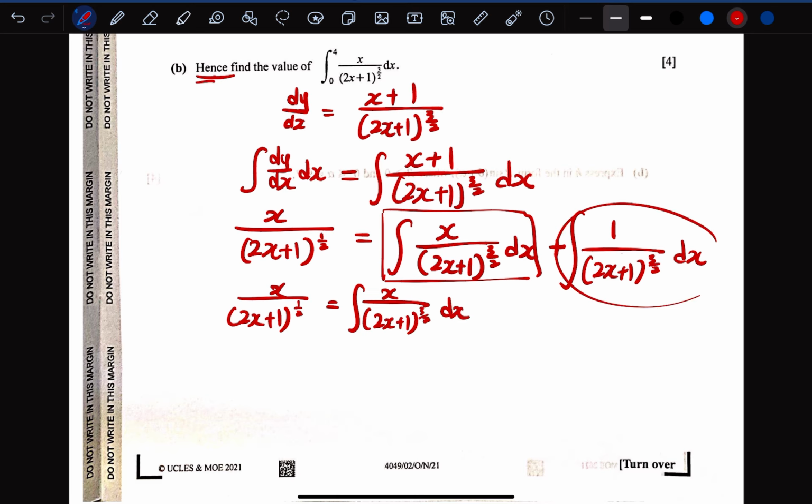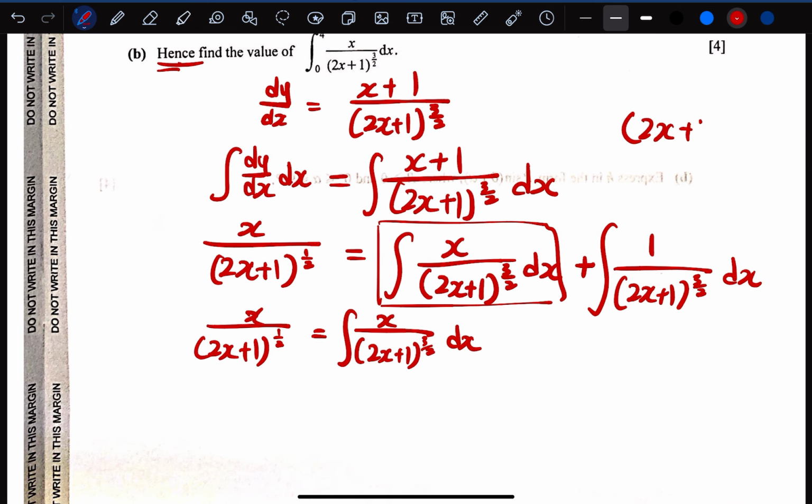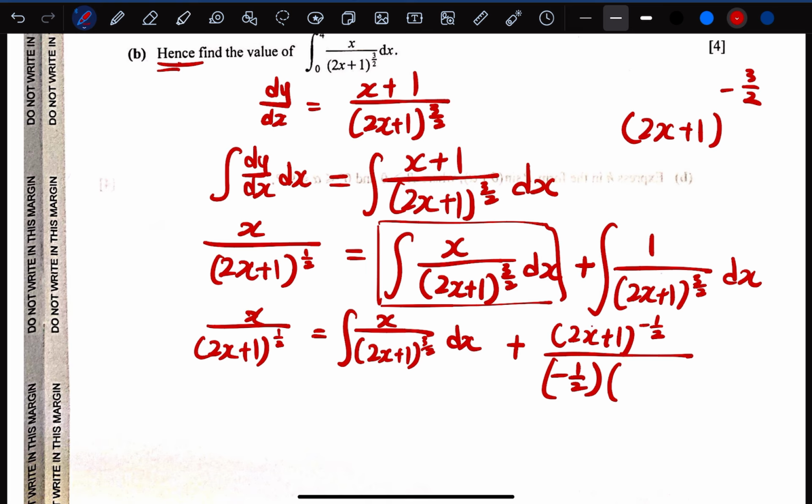And I just need to be able to integrate this. This is also the same as (2x + 1) to the power of negative 3 over 2. So here, my power plus 1, right? I get (2x + 1) to the power of negative 3 over 2 plus 1, I just get negative half, divided by power, which I divide by negative half, divided by the differential of the inside, which I just divide by 2. Right? My denominator just cancels out to just give me negative 1.